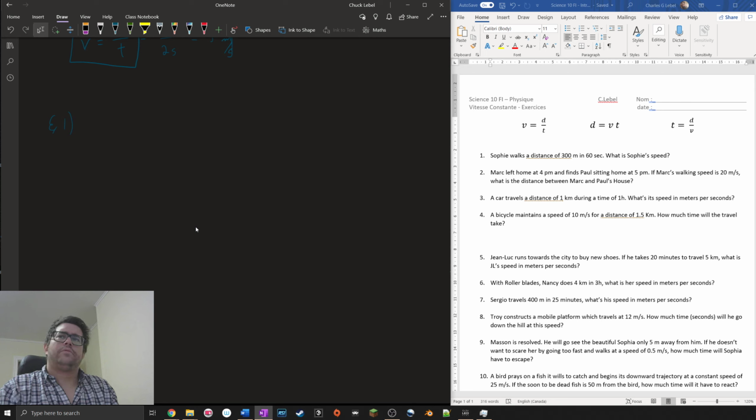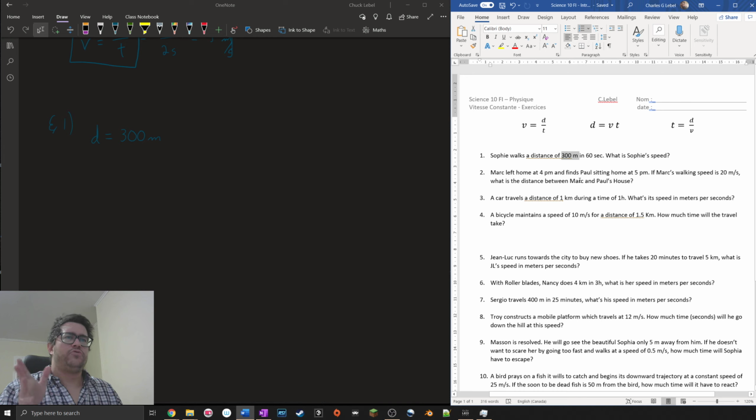So in physics, there are ways to work. You always write your information first. 300 meters. D equals 300 meters. Now, don't think you're not doing anything. You're absolutely doing something when you're doing this.